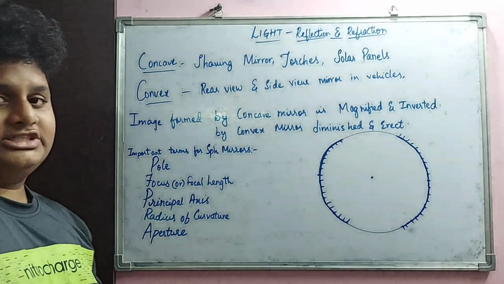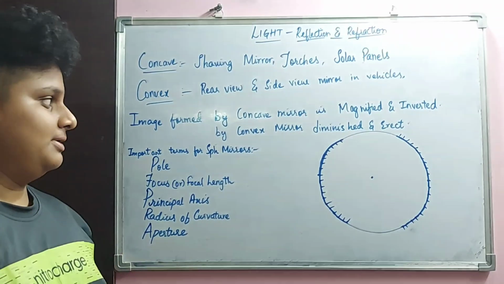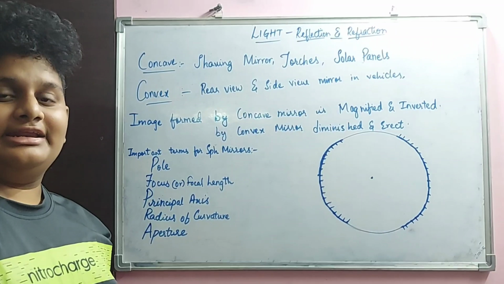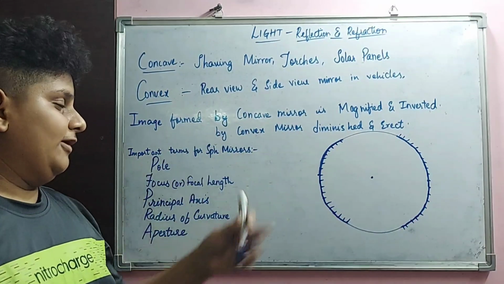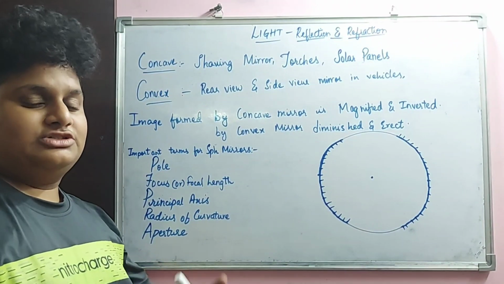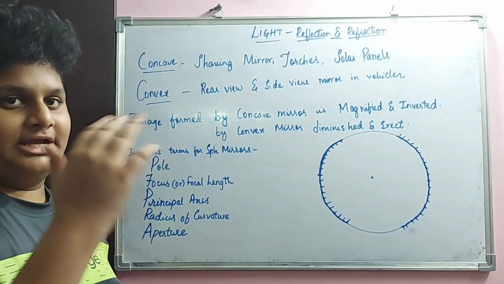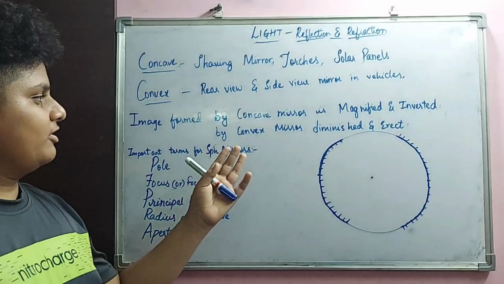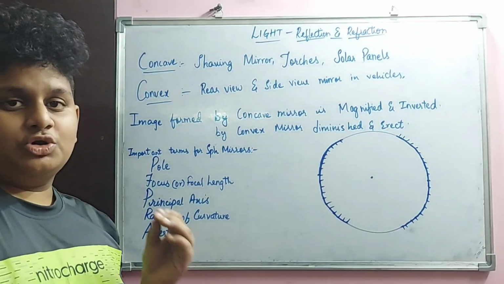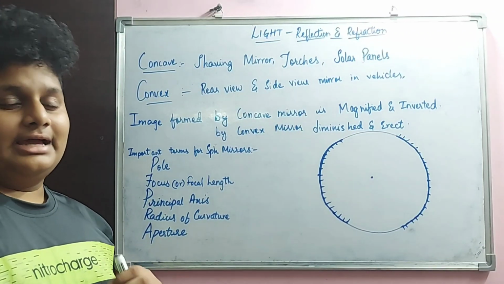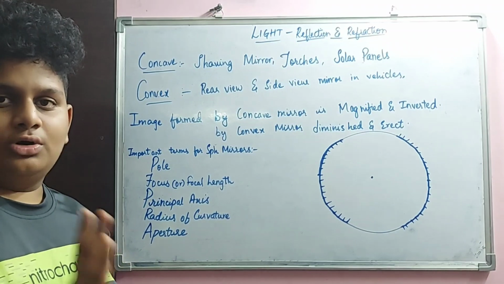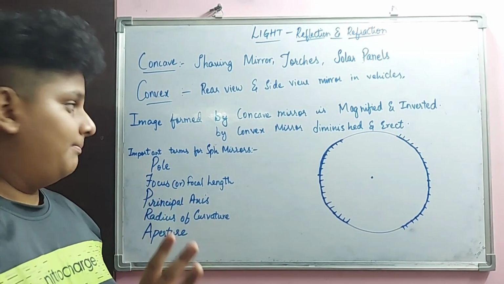Now let's see the images formed by concave and convex mirrors. The image formed by a concave mirror is magnified and inverted. Magnified and inverted means that it is very large and it is upside down. An image formed by a convex mirror is diminished and erect. Diminished means it is small. In the convex mirror, the image is small and erect, and erect means it is upright.